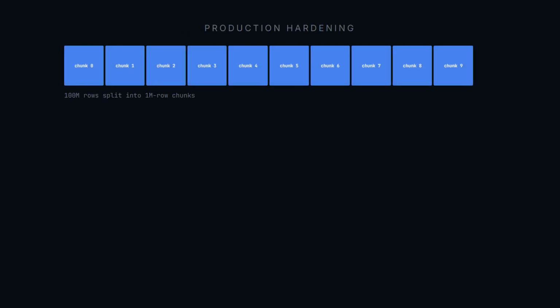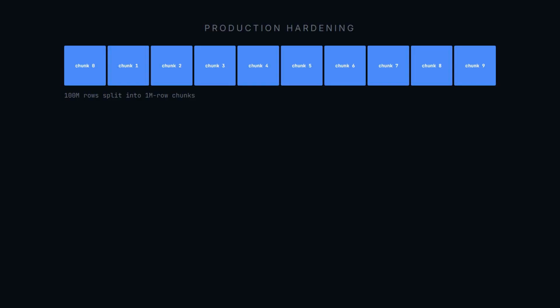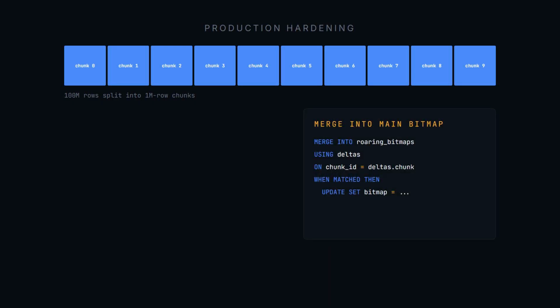One last problem. Inserts rewrite megabytes of bitmap data, so chunk the ID space into 1 million row ranges, roughly 10% faster and a fraction of the write cost. Then buffer inserts and deletes in a small delta table and merge them in periodically. All of that ships as a ready-made extension.